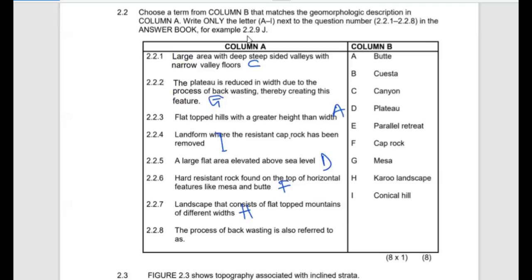Then the process of backwasting is also referred to as, what other name can we give? It is parallel retreat, which is E. Right, those are the responses to question number 2.2. Moving on, we need to check on the next question.